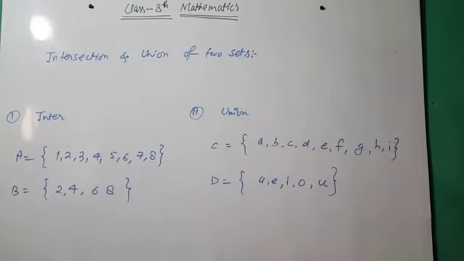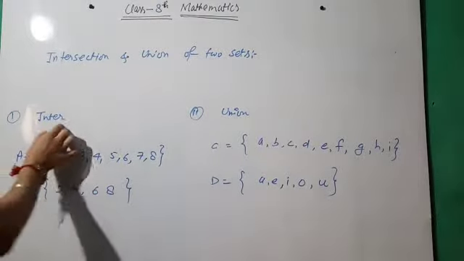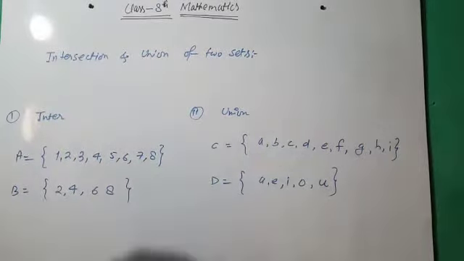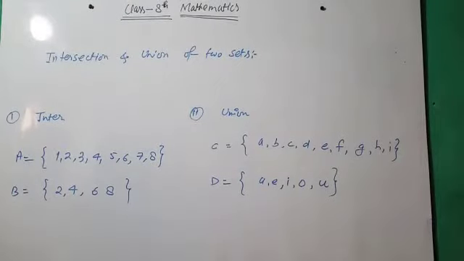Very good morning, class. This is lecture number 5 of chapter number 6, Sets. Today we are going to discuss two very important topics: intersection and union of two sets. I have written that intersection and union are the two parts we have. Let's understand what intersection and union are.